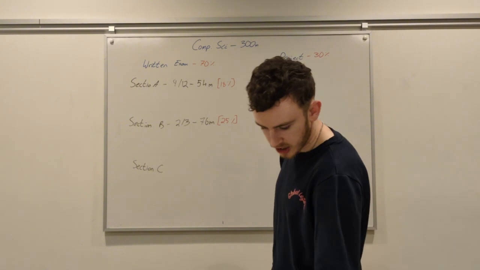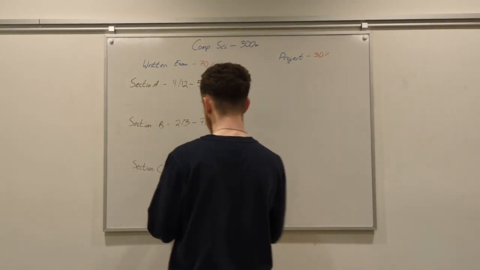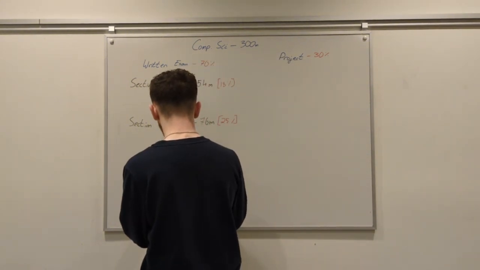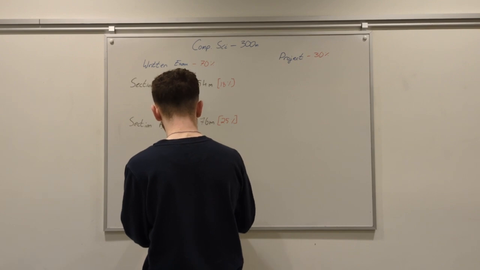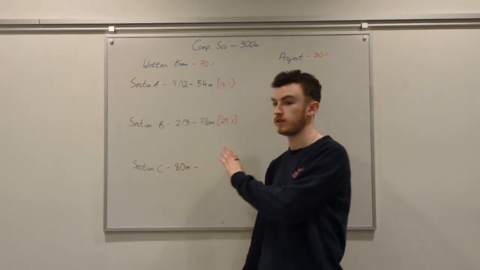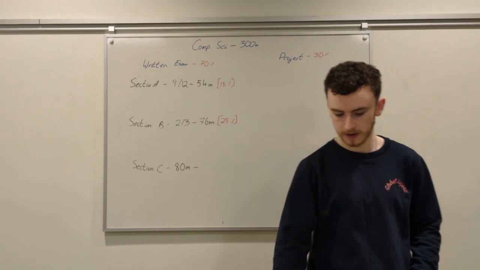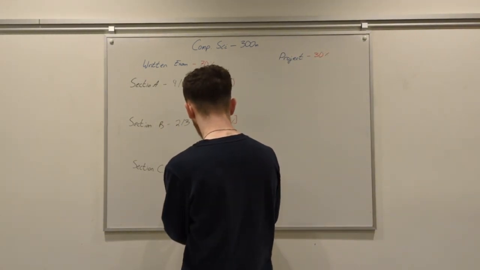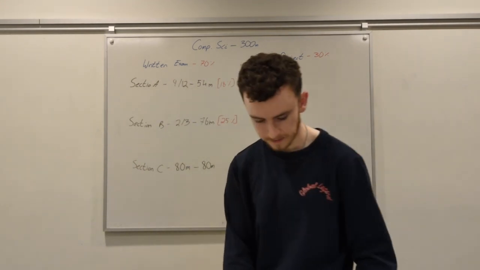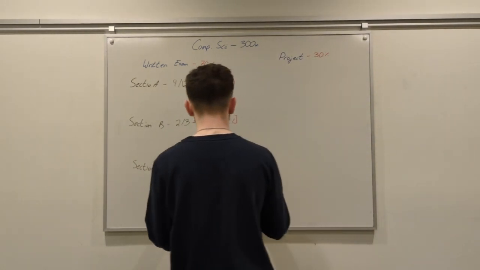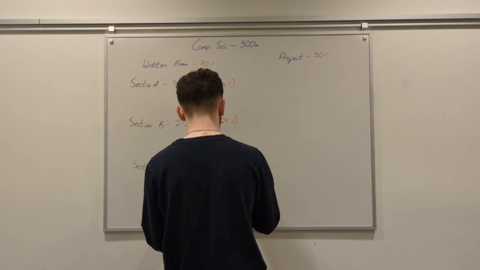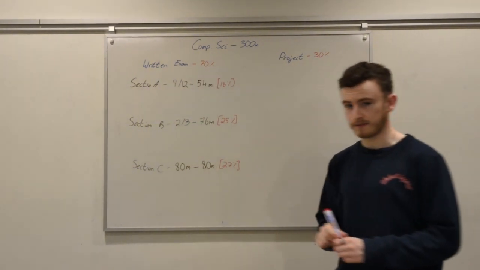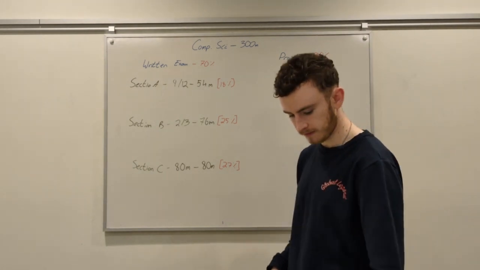And then finally, section C. Section C is your programming section. This is worth 80 marks. You have no choice here. There's 2 parts, you answer both of them. And then this is worth 80 marks, and that is 27%.